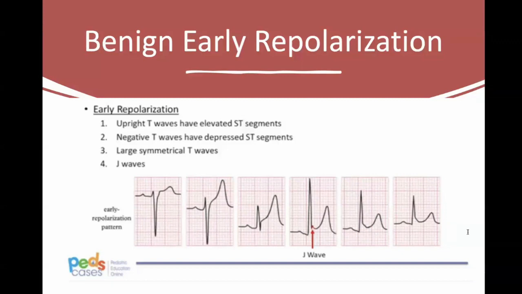It usually involves the inferior leads, so 2, 3, and AVF, and then the lateral leads, V4, 5, and V6. You may also see small positive deflections immediately following the QRS complex, which is called a J wave. Although this ST segment shift may look concerning, it is stable and quite common in healthy adolescents.